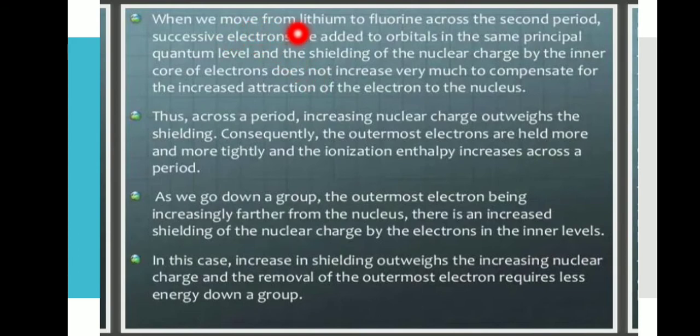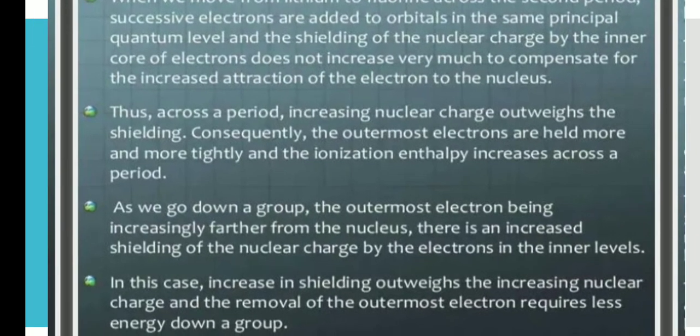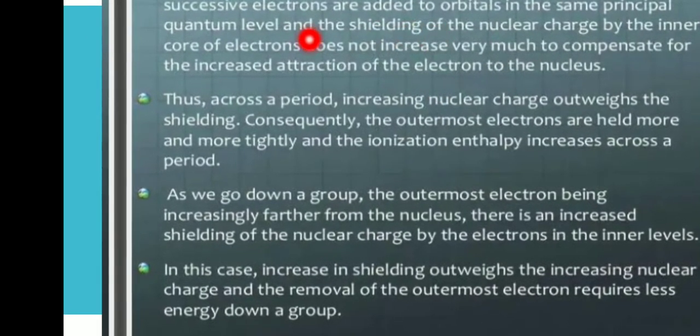When we move from lithium to fluorine in the second period, successive electrons are added to orbitals in the same principal quantum level, and the shielding of the nuclear charge by the inner core of electrons does not increase very much to compensate for the increased attraction of the electron to the nucleus. Thus, across a period, increasing nuclear charge outweighs the shielding. Consequently, the outermost electrons are held more and more tightly, and the ionization enthalpy increases across a period.